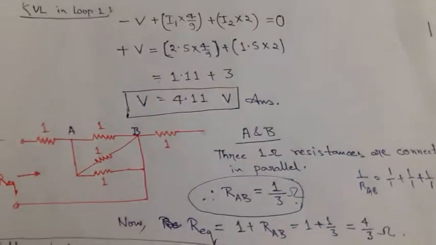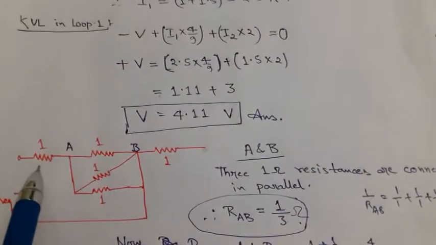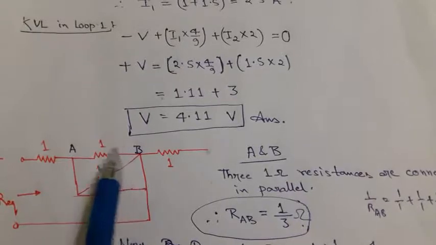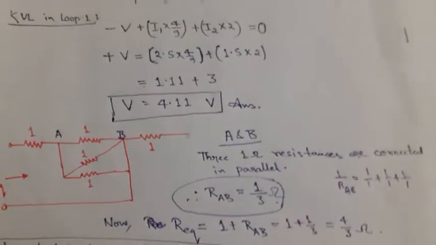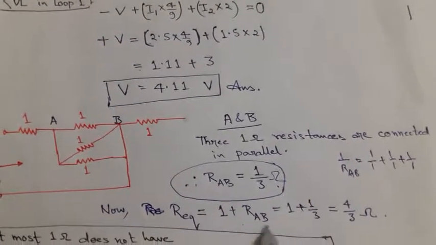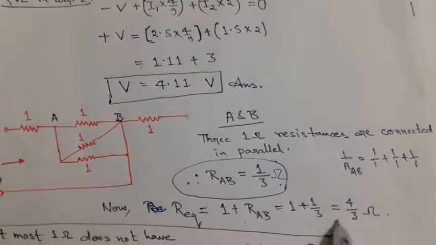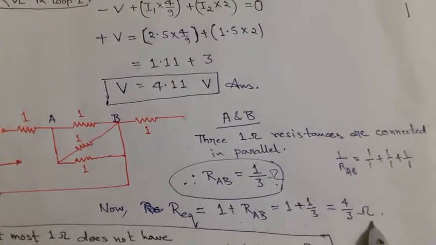Okay, now what is R equivalent? This is in series with this RAB, so R equivalent is equal to 1 plus RAB, that is 1 plus 1 by 3, which is equal to 4 by 3 ohm.